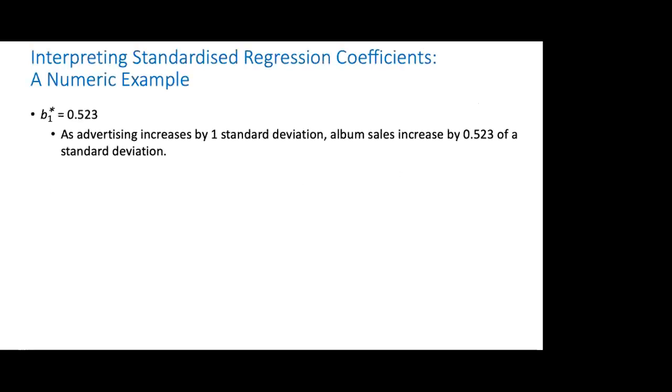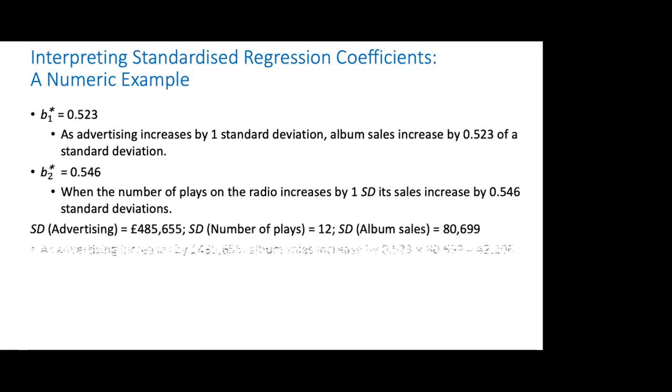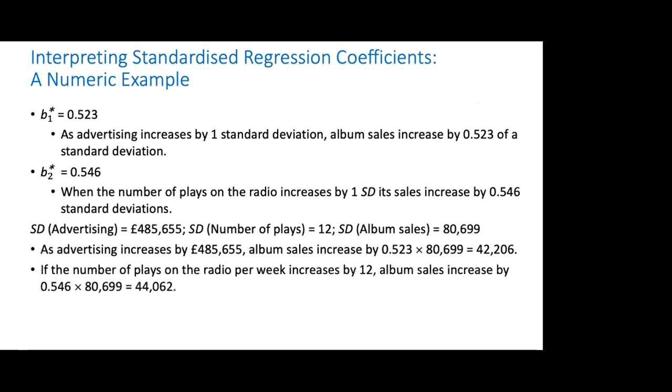Okay, so this is just a numeric example for interpreting the standardized regression coefficients. For our example with the album sales, as a function of advertising and airplay, we would come up with a standardized coefficient for advertising of 0.523 and a standardized coefficient for airplay of 0.546. And now we see they're actually super similar, right? They looked so different before, but now we see that they're actually similar.